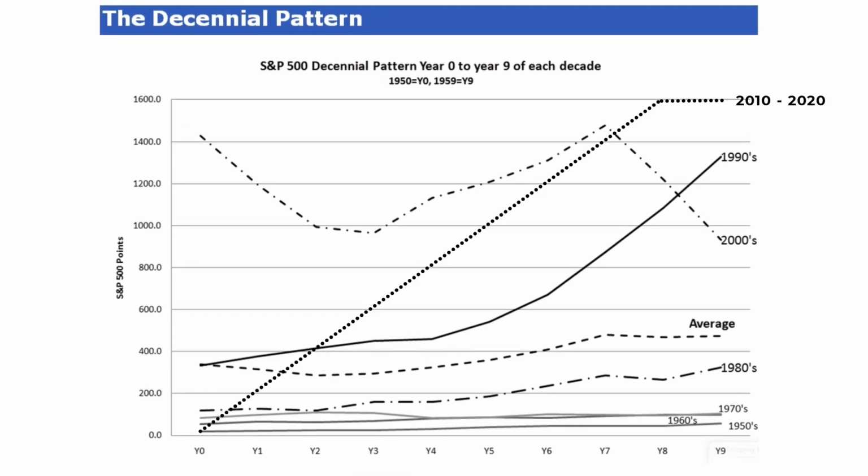The decennial pattern is a theory regarding the specific years of a decade having importance. In the chart below, I've mapped each decade from the 1950s onwards so we can see which years were the most profitable on the stock market.